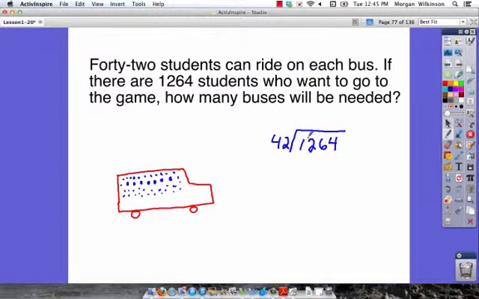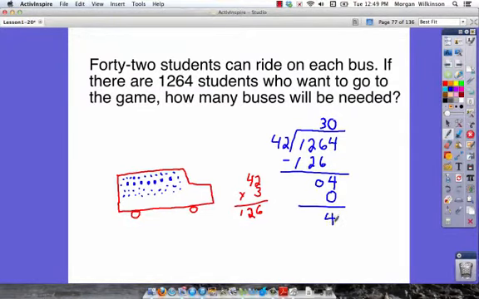So 42 never goes into 12. 42 will go into 126. Let's see how many times. Let's try 42 times 3. 3 times 2 is 6, 3 times 4 is 12. We get a total of 126. That's perfect. So 42 will go into 126 3 times. Got a grand total of 126. We're going to subtract. We've got 0 with 4 left over. Now 42 will go into 4 0 times. So we've got 0. And we've got a 4 left over. So the answer for this problem looks like we have 30 remainder 4.